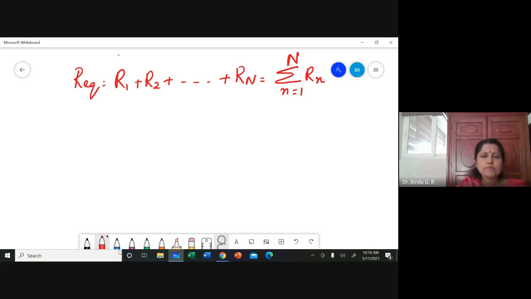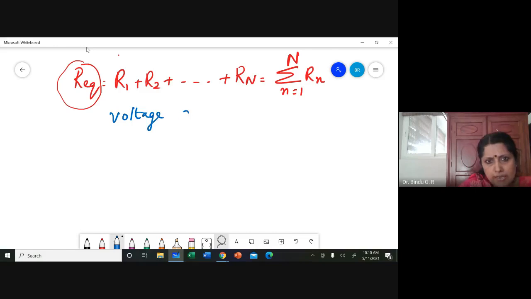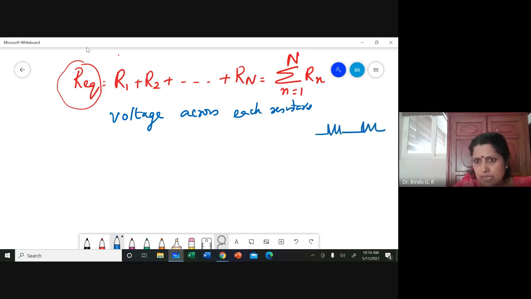Which means any series network or series combination of resistors can be replaced by a single resistor R equivalent. And to determine the voltage, this is important. Remember, voltage division, voltage across each resistor. We had two resistors, isn't it? R1 and R2. The voltage across one was V1. The voltage across the other was V2.